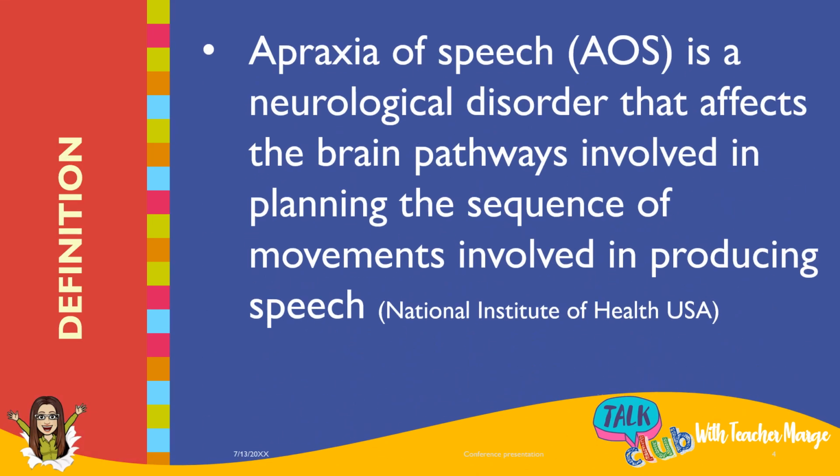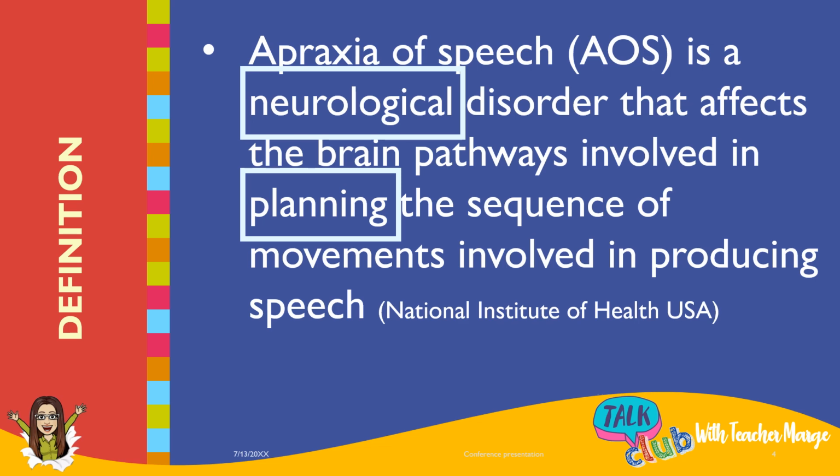By definition, apraxia of speech or AOS is a neurological disorder that affects the brain pathways involved in planning the sequence of movements involved in producing speech. That is from the National Institute of Health in the USA. So there are three important points from this definition. First, it is neurological. Then it's a problem involving planning and the production of speech. So let's define and learn more about these important terms.